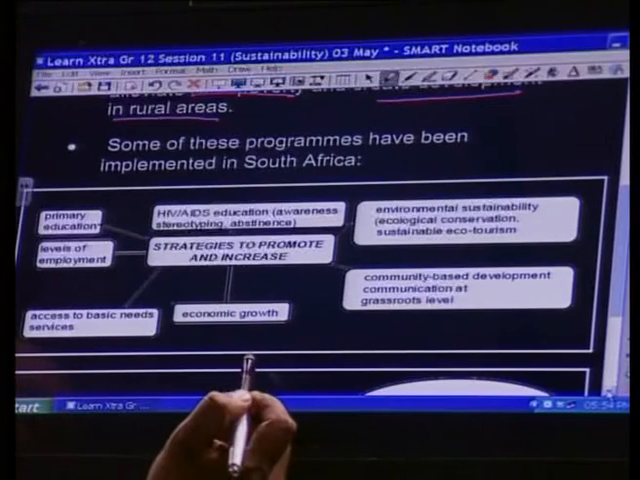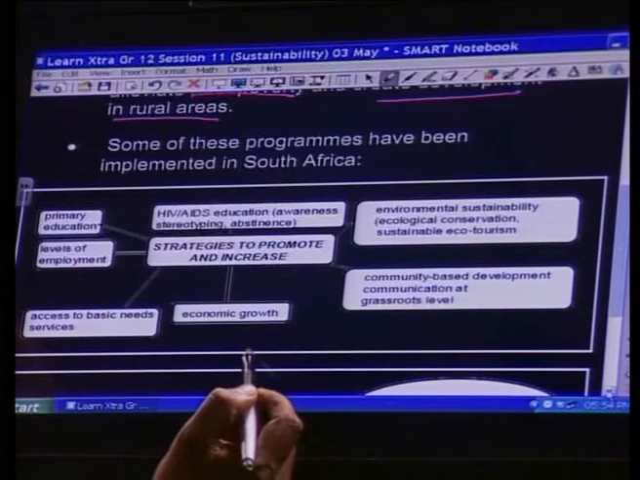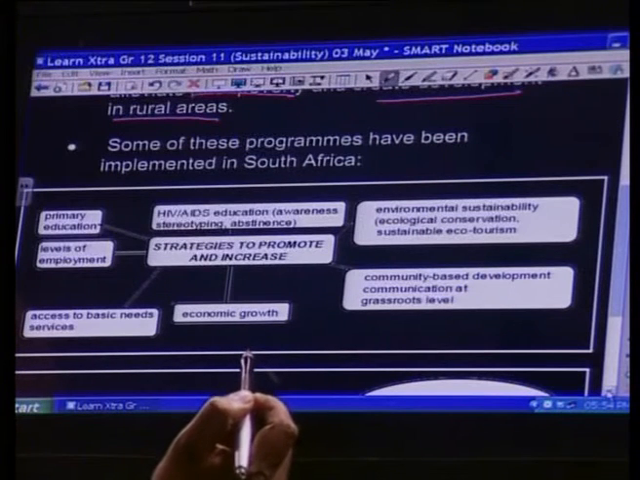Firstly, we will look at strategies to promote and increase rural development. These are some of the contexts in which you need to understand this content. HIV and AIDS education, awareness, stereotyping, and abstinence. These contexts affect the way rural strategies are implemented in our country.